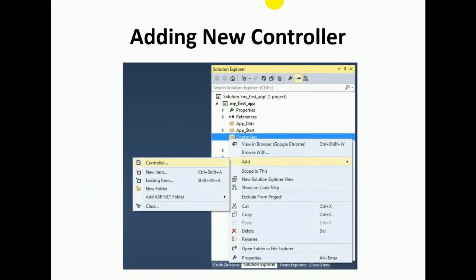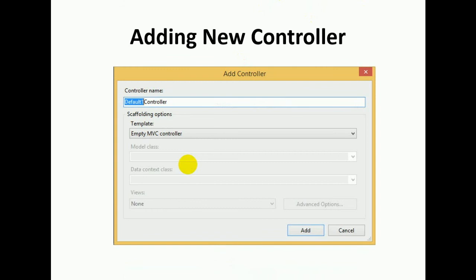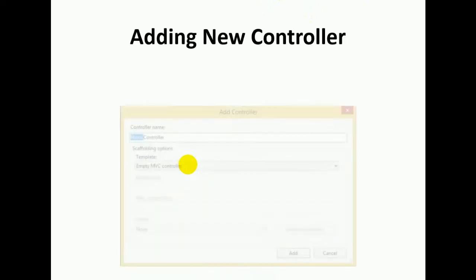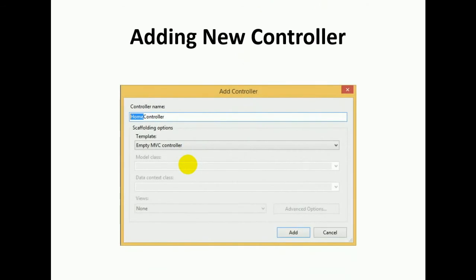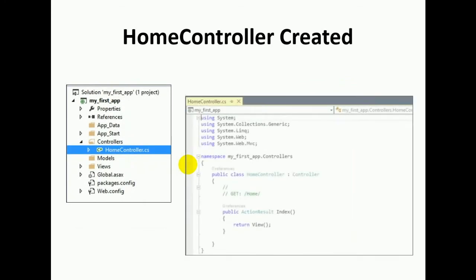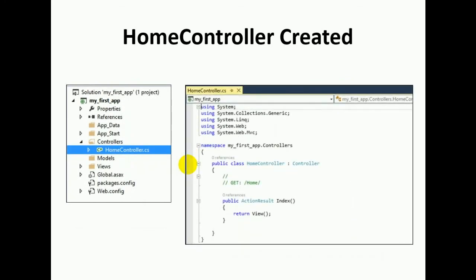Now, adding new controller. Right click on the Controllers folder, select Add, click on Controller. It will open Add Controller dialog as shown. In the Add Controller dialog, enter the name of the controller. Remember, controller name must end with Controller. Let's enter HomeController and click Add. This will create HomeController class with Index method in HomeController.cs file under Controllers folder as shown.